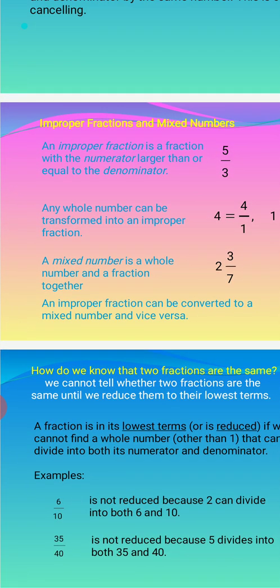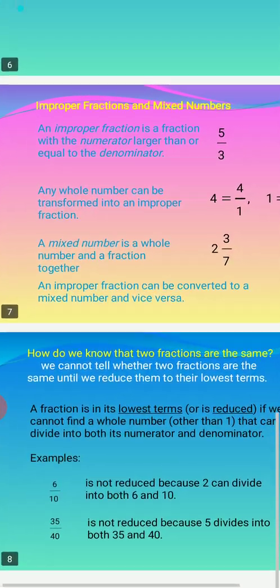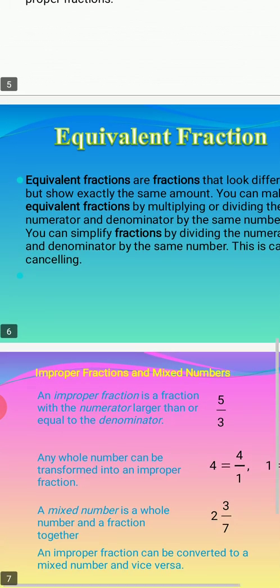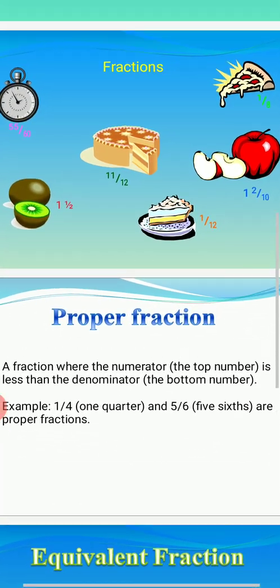Suppose there are the fractions 6 by 10 and 35 by 40. 6 by 10 is not reduced because 2 can be divided into both 6 and 10. And 35 upon 40 is not reduced because 5 divides into both 35 and 40. How do we know that two fractions are the same? You have to convert until you cannot find a whole number that can be divided into both numerator and denominator.